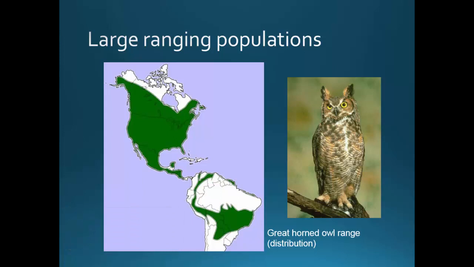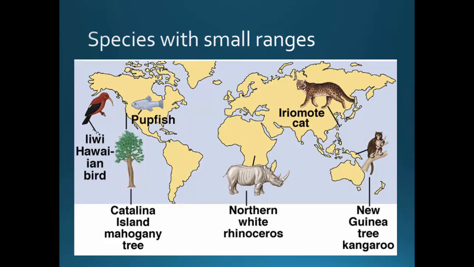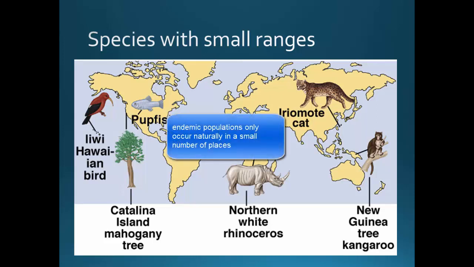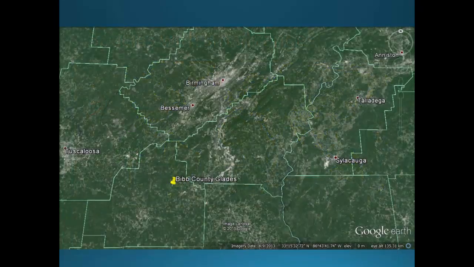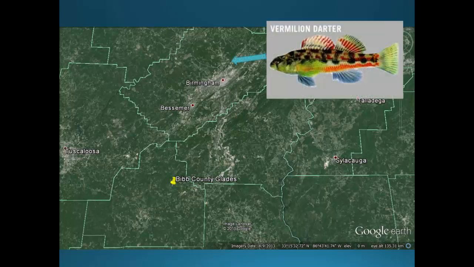Populations may be wide-ranging populations like these great horned owls, or they may be very small-ranging populations that occur in very isolated locations. For example, the species shown in this slide only occur in one or a few places in the entire world. We call populations like this that only occur naturally in limited locations endemic. There are several endemic populations in Alabama, and even many in and around the city of Birmingham. For example, the vermilion darter is only found in the Turkey Creek watershed. It's a federally endangered species, and we've got it right here in Birmingham.